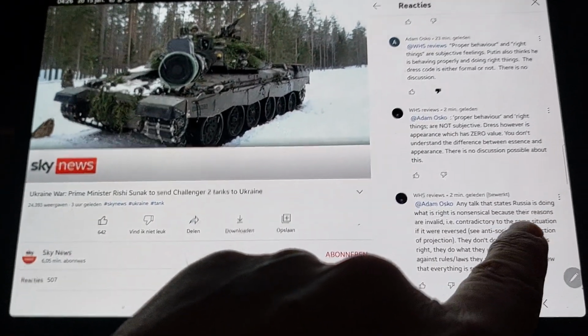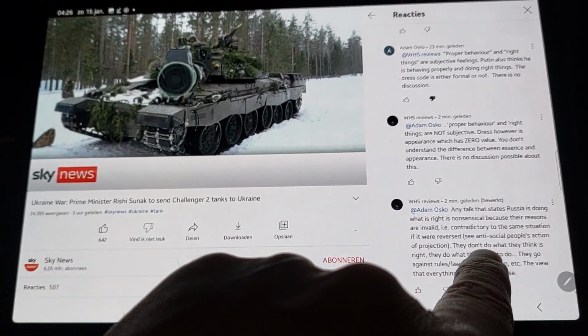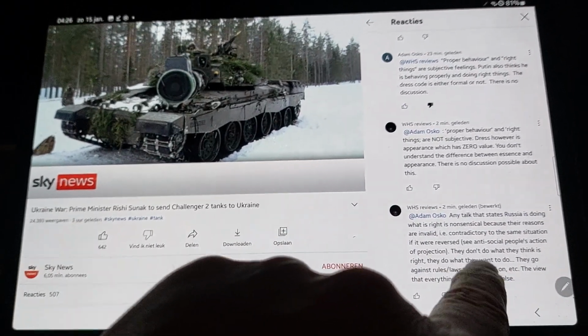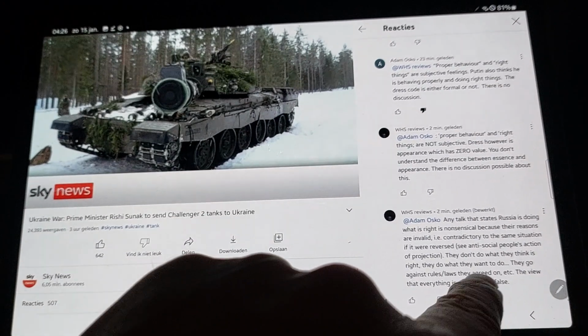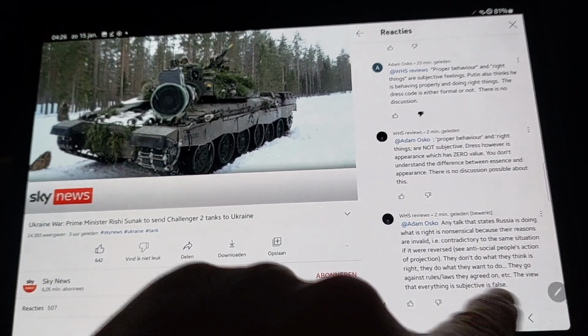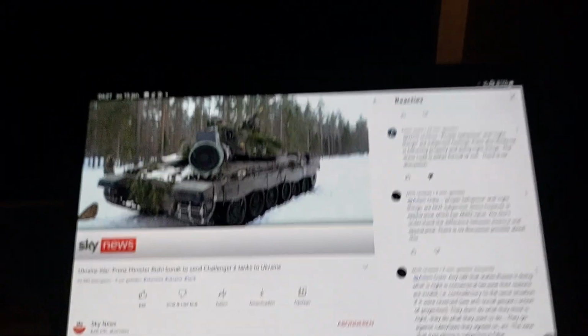So any talk, because the reasons are invalid and contradictory, they don't do what they think is right. They do what they want to do. That's very important. They go against rules and laws they agreed on, etc. The view that everything is subjective is false.